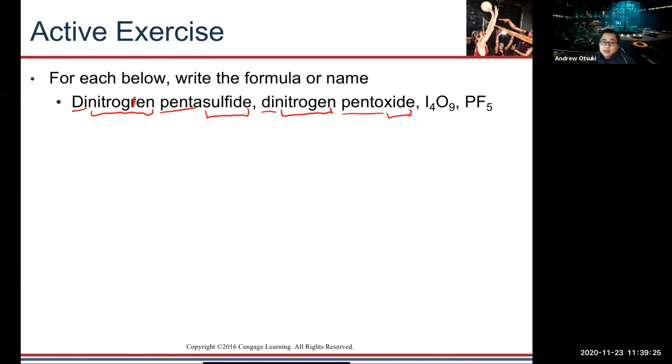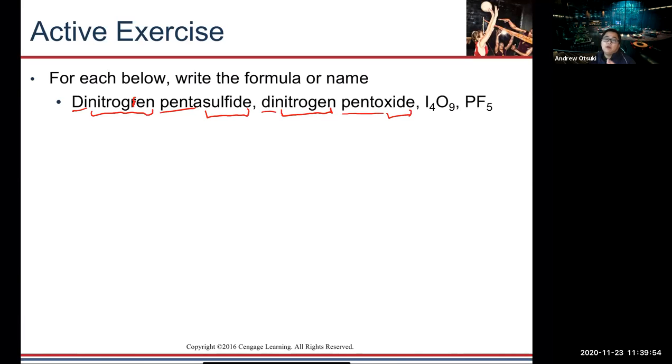Okay, then the last ones, we're going to translate it to the name. 4 iodine molecules, so tetra, 4 iodine, first element. Then we have 9 oxygens, so we're going to call it nonoxide. We do not call it nonaoxide because that sounds a little bit winding in sound. So we drop the A of the nona and we just keep nonoxide.